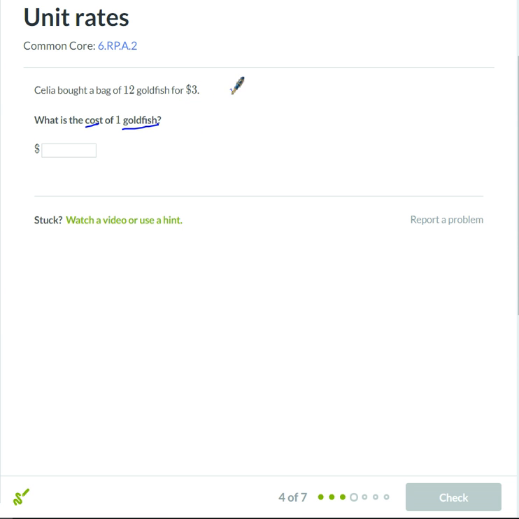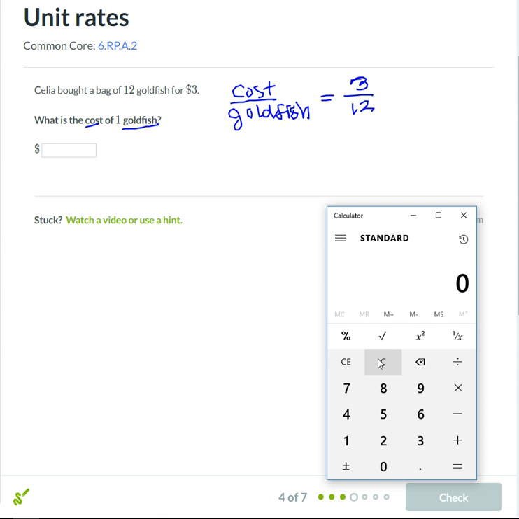So I'm going to divide my cost by the number of goldfish to get my unit rate for one goldfish. So the cost was $3, and that's divided by 12. So again, if I calculate that, I should know automatically that that's 1/4, and that is going to then be 25 cents. But for those that don't, the 3 is the numerator, so that goes first. It's being divided by 12. And so then my answer is 25 cents, 0.25.